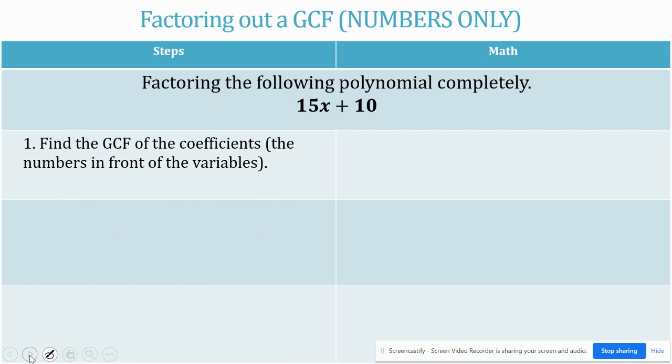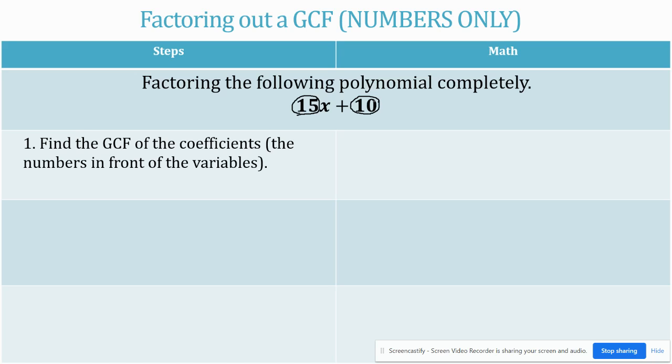So the first step is to find the GCF of the coefficients. Coefficients meaning the numbers in front of the variables. So this doesn't have a variable, but I'm going to just still consider that a coefficient. It's really a constant. But we're going to be finding the GCF of these two numbers here, 15 and 10.